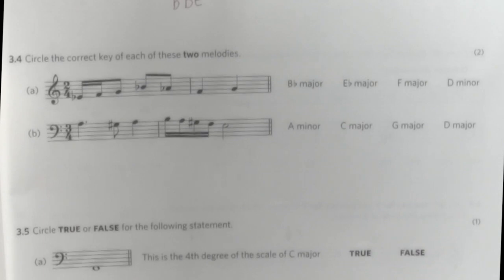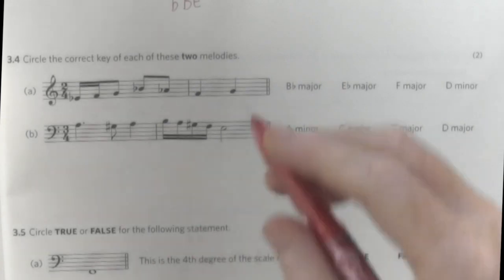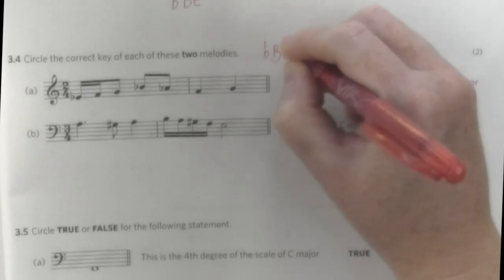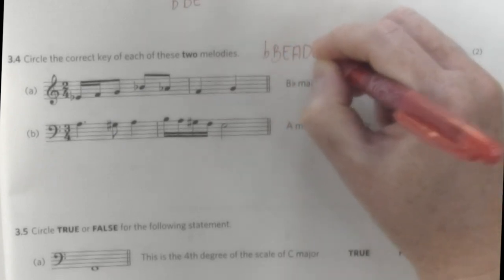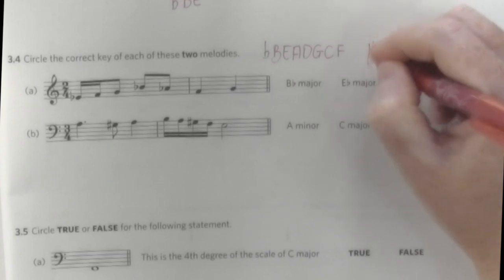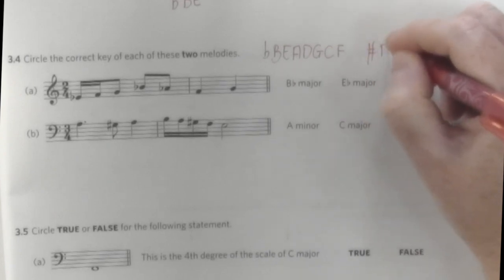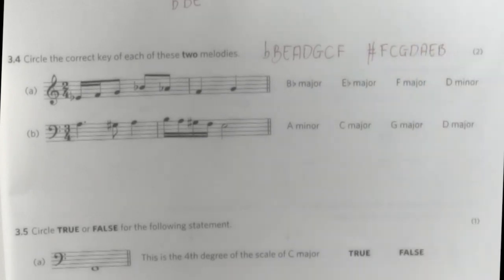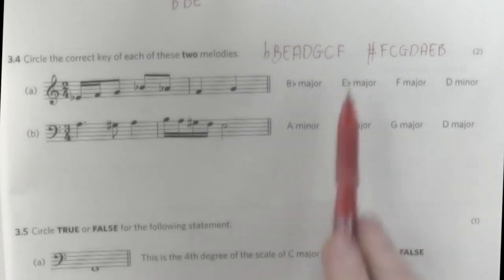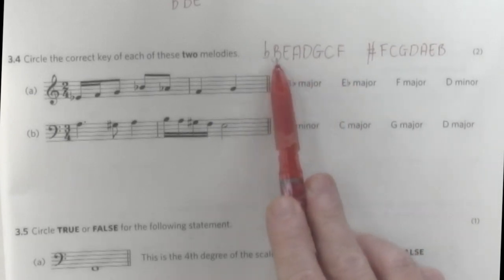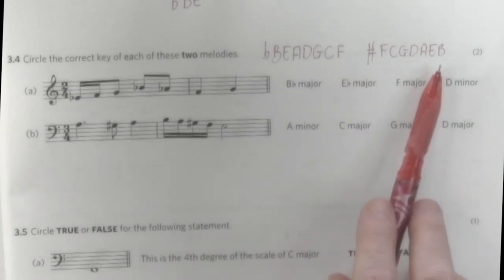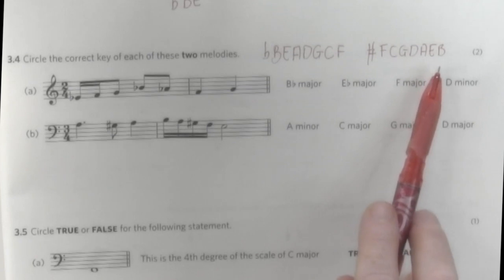In this question, we need to circle the correct key for the 2 melodies. Okay, here's what I do. The order of flats is big, elephants, and, dinosaurs, goat, cheese, and figs. And the order of sharps is fun, coloring, gigantic drawings after eating breakfast. So the other way around, okay? Fun, coloring, gigantic drawings after eating breakfast. You can make up your own sentence, by the way. Send it over to me. I am collecting them and then I will make a post on Instagram.